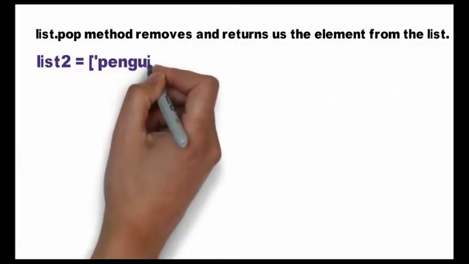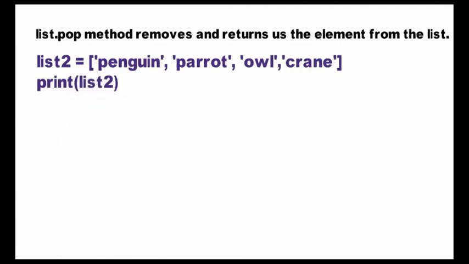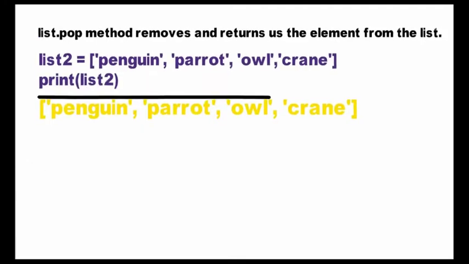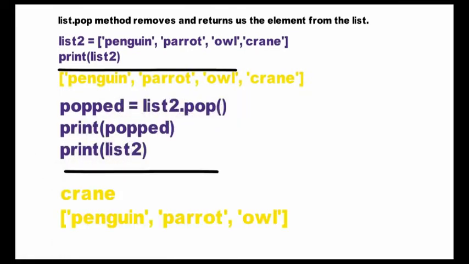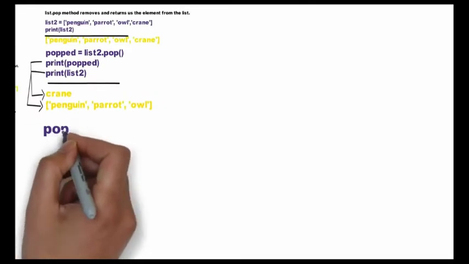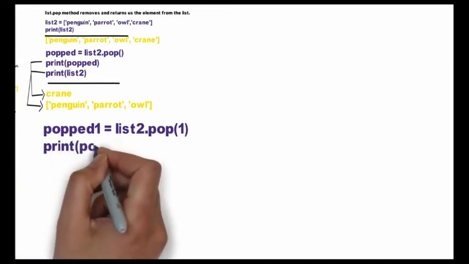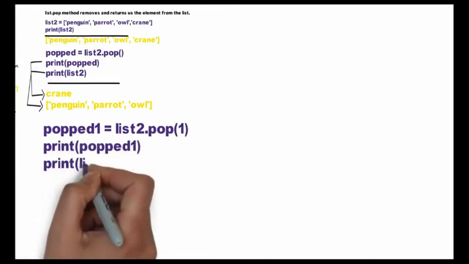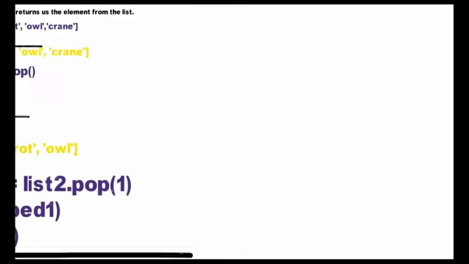The list.pop method removes and returns the element from the list. Let's create list2 equal to penguin, parrot, owl and crane. The list.pop method without any argument passed will return the last item from the list. So if we print the popped item, we can see that it's the last element in the list, which is crane. We can also pass the index of an element to the list.pop method so that it returns the item at the given index. So in this case we are trying to remove and get the element at index 1, which is parrot.